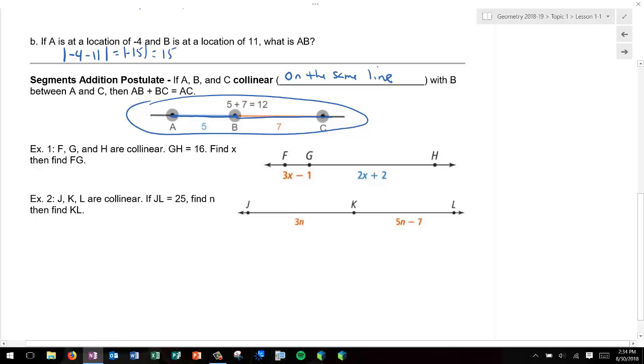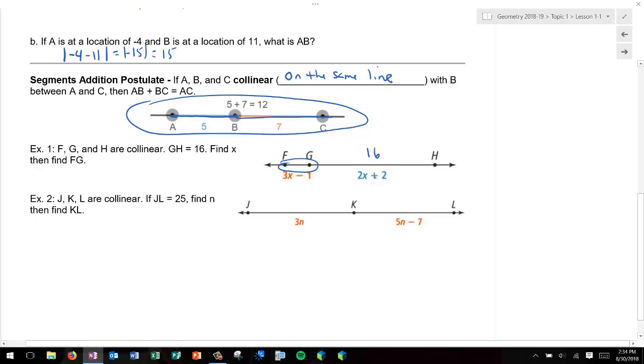Now, keeping that same exact principle, we can actually do some solving with this. So they told us that points F, G, and H are collinear. And they told us that the measure of GH is 16. And they want us to find x and then find the measure of FG.